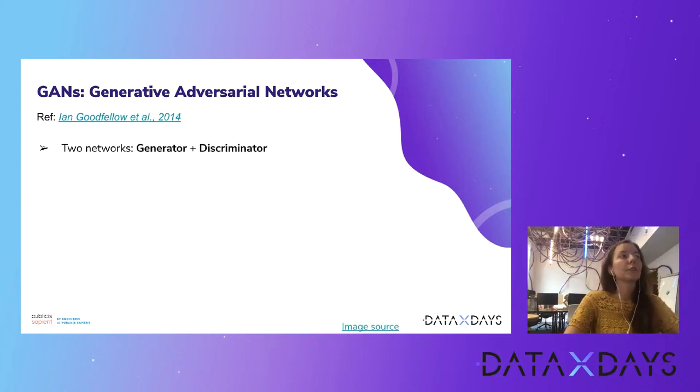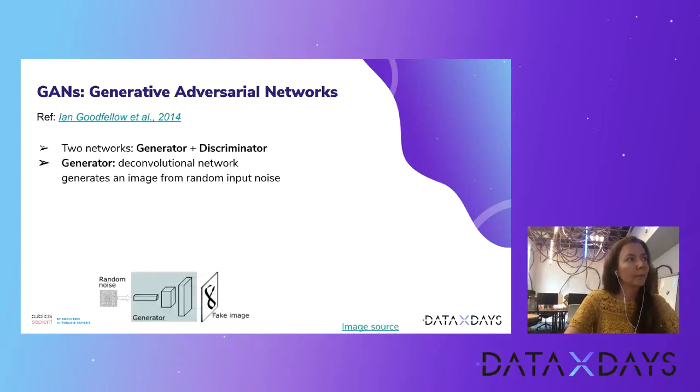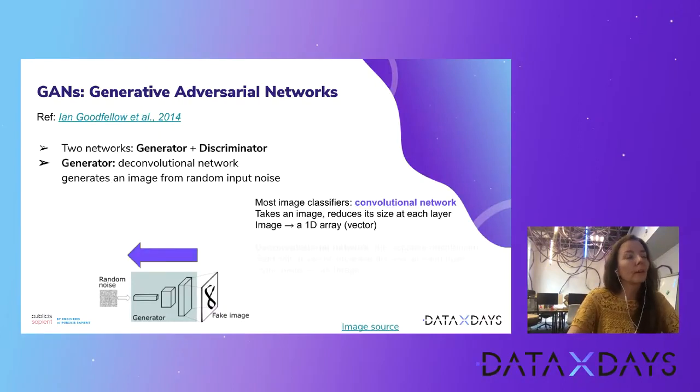In a GAN architecture, there are actually two networks. There's the generator and the discriminator. And the generator is a deconvolutional neural network. So this is something that is going to generate an image from random noise. And just in case you're not familiar with deconvolutional networks, it is far likelier that you're familiar with convolutional networks. So just to make a little comparison. Most image classifiers involve a convolutional network, and a convolutional network is basically the inverse of the deconvolutional network.